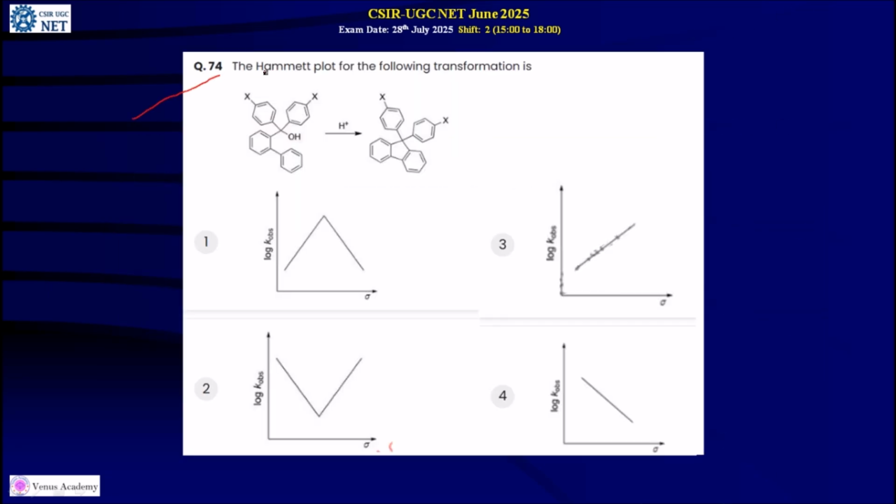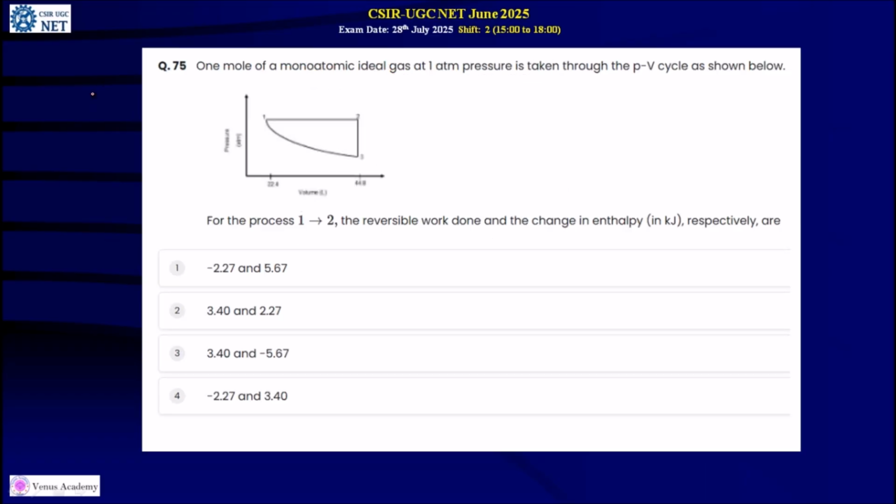Question number 74, the Hammett plot for the following transformation is, so what does the Hammett equation, what is going to happen here? Yes, it is going to form here. So question number 74, option number 1 is the correct option, students. Next, question number 75, 1 mole of a monoatomic ideal gas at 1 atmosphere pressure is taken through the PV cycle as shown below. For the process 1 to 2, the reversible work done and the change in enthalpy in kilojoules respectively are. Question number 75, option number 4 is the correct option, students.